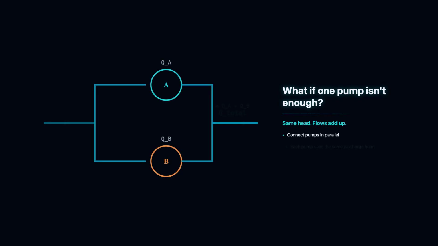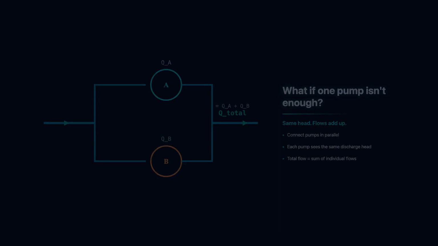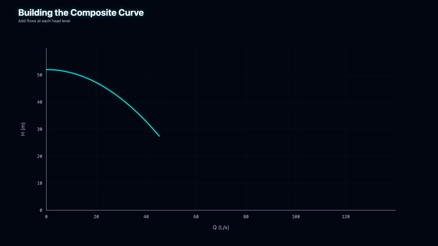But what if one pump isn't enough? Connect pumps in parallel. Each pump sees the same discharge head, but the flows add up. Total flow equals the sum of individual flows. To build the composite curve, pick a head value. Find the flow for each pump at that head. Then add the flows together.